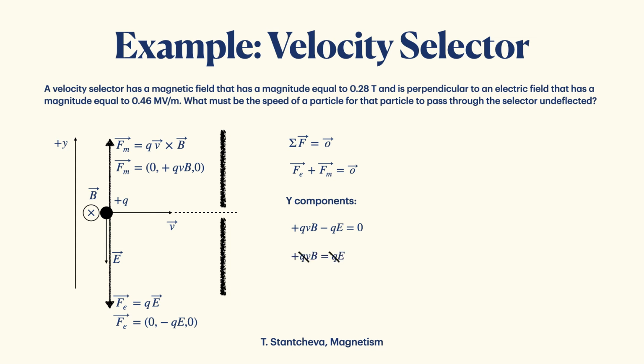Moving the QE term to the right and canceling Q, we see that the velocity times the magnetic field must be equal to the electric field. Or, for the velocity of the particles that make it along the straight line through the opening, the velocity must be equal to the electric field over the magnetic field. From here on, we just have to plug in what is given. The electric field is 0.46 times 10 to the 6 volts per meter. The magnetic field is 0.28 Tesla, which gives us for the velocity of those particles 1.64 times 10 to the 6 meters per second.